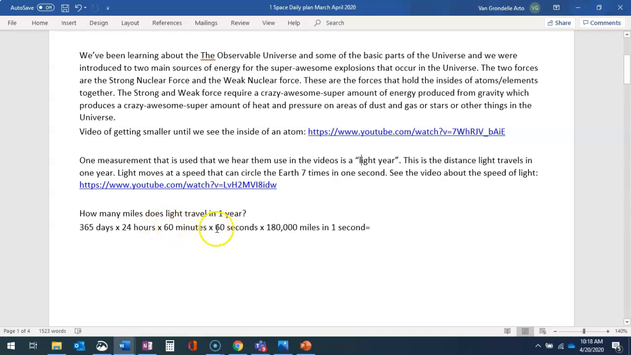Then how many seconds in a minute? 60. So you multiply those. And then 186,000 miles in 1 second. And that gives you how far light travels in 1 year. So you're going to have to do that math. You can go on Google and pop in those numbers, and you should be able to get a number.